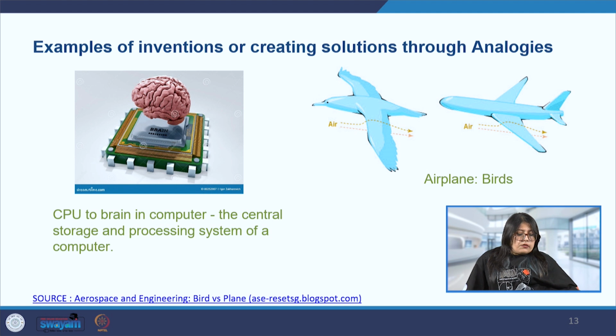Other examples we can see is that of an aeroplane, how the form has been inspired from that of a bird. Just like the bird has a tail to navigate and the wings to cut through the air, the plane also has a similar structure here.